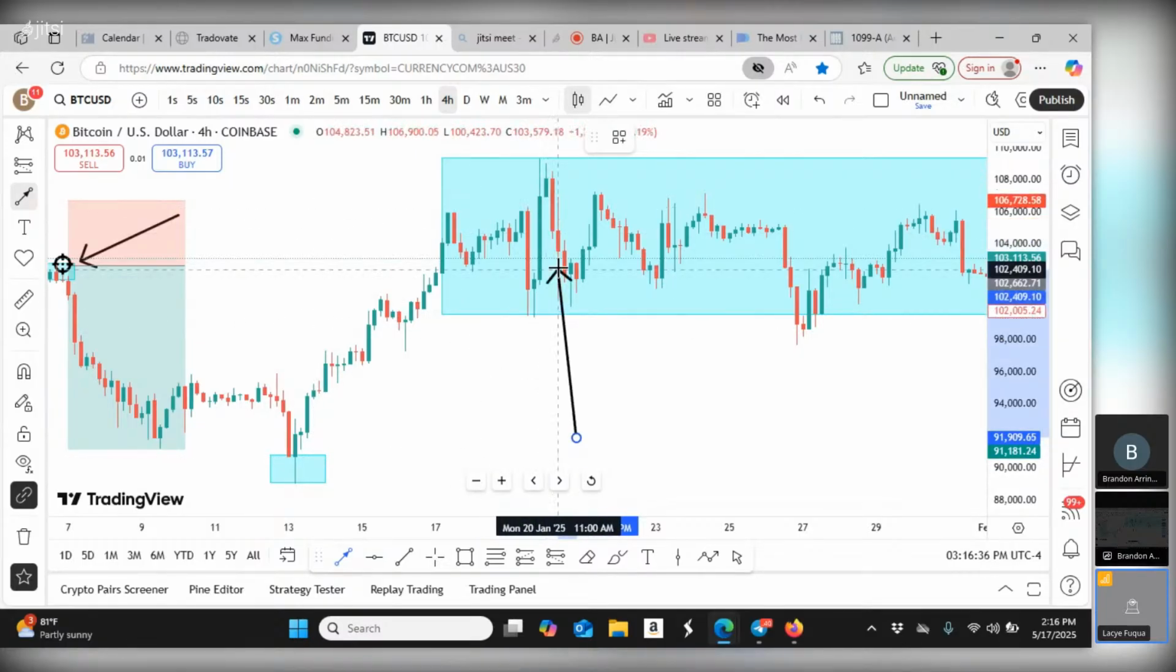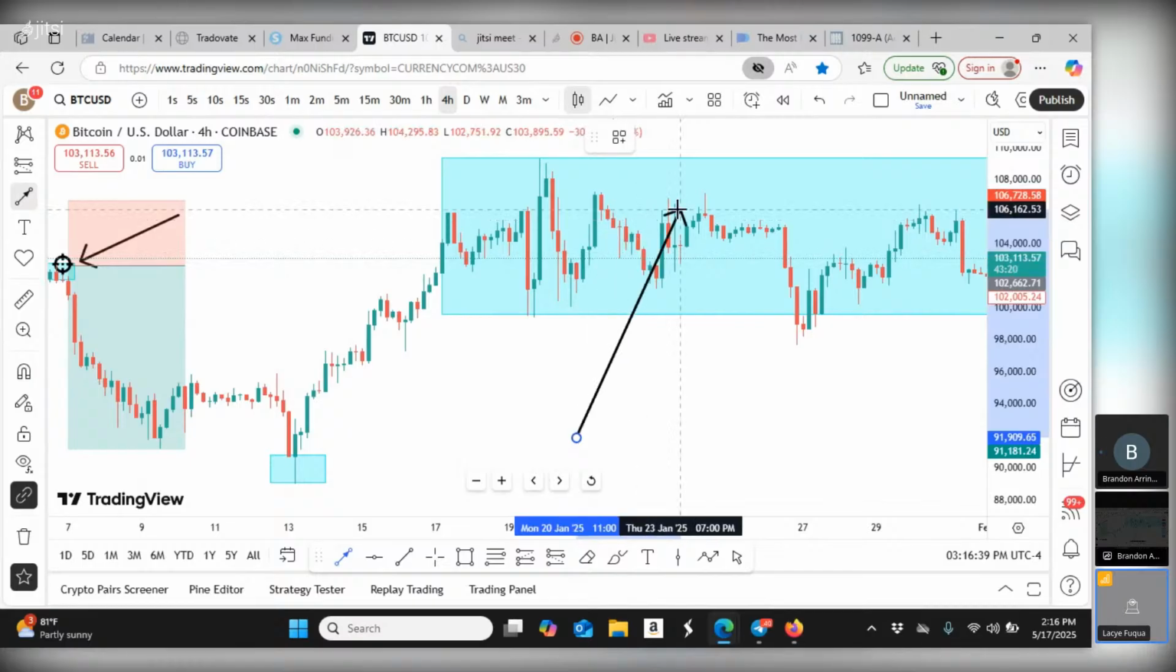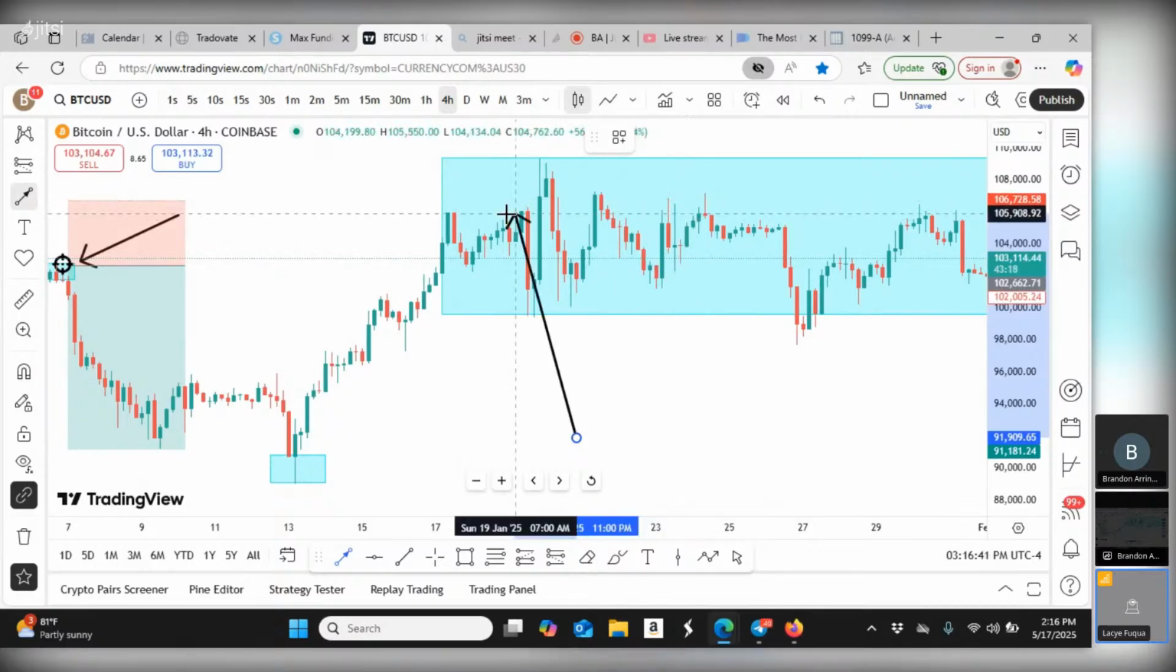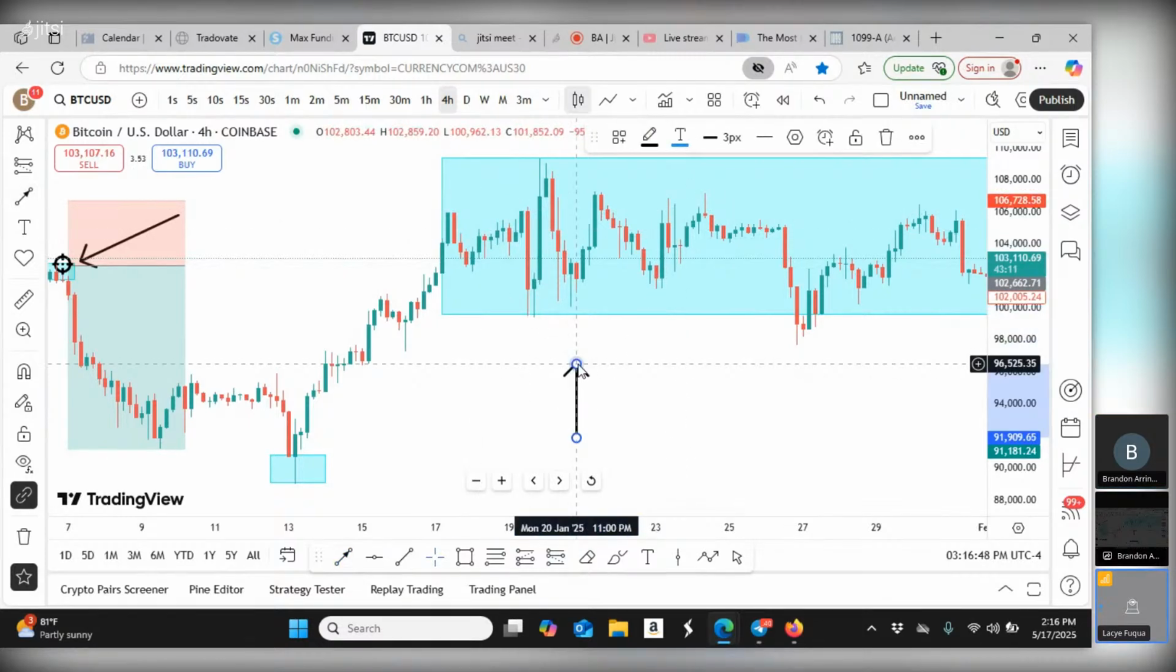Imagine a Birkin bag, like, 200K up here. Would you be willing to buy at this premium high? Absolutely not. Nope, not knowing what I know.